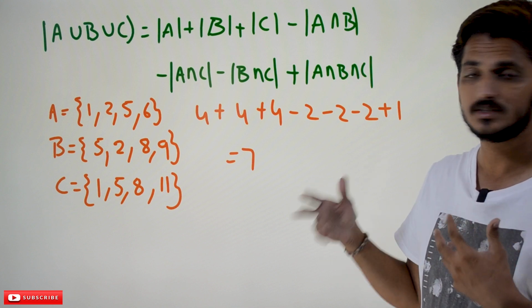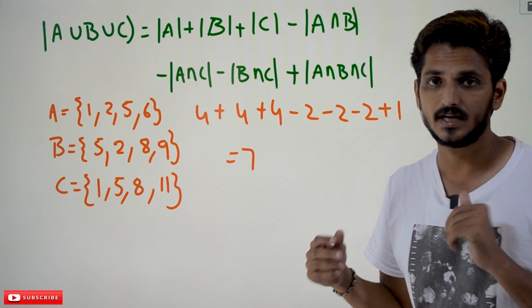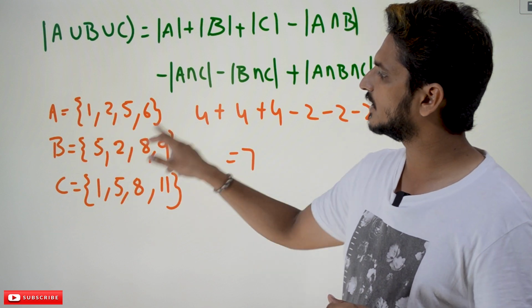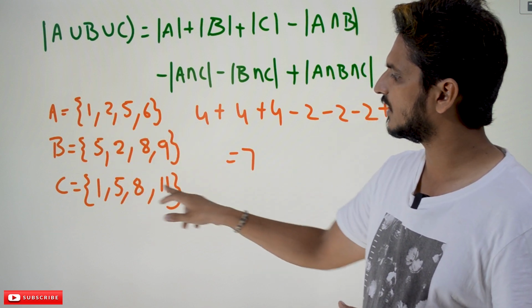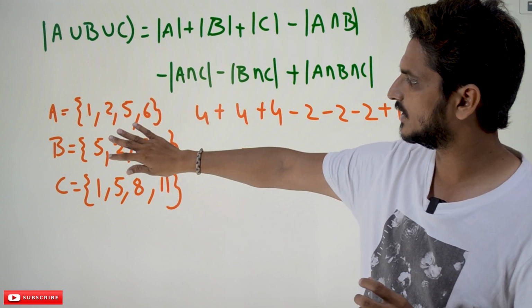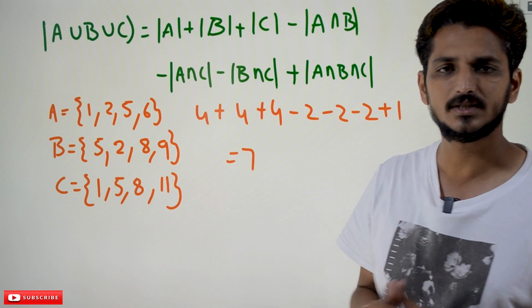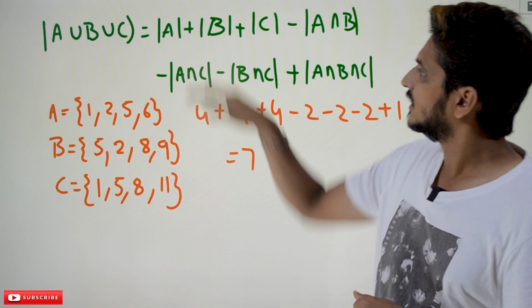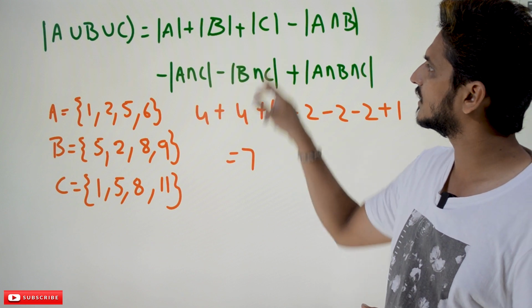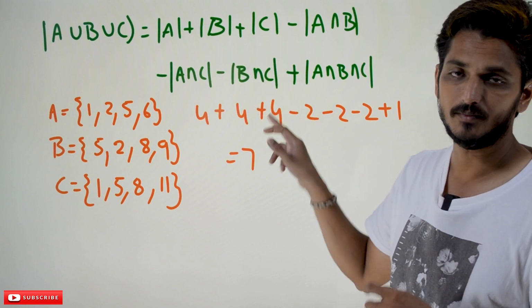Why is it given like this? Let's try to understand with an example. Let's take an example A, B, C. A is having 1, 2, 5, 6, B 5, 2, 8, 9, C 1, 5, 8, 11. How many elements in A? 4 elements. How many elements in B? 4 elements. How many elements in C? 4 elements. So the number of elements in A is 4, in B is 4, in C is 4.